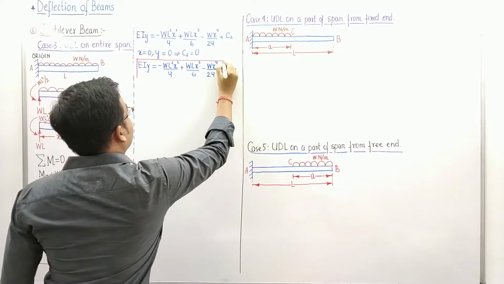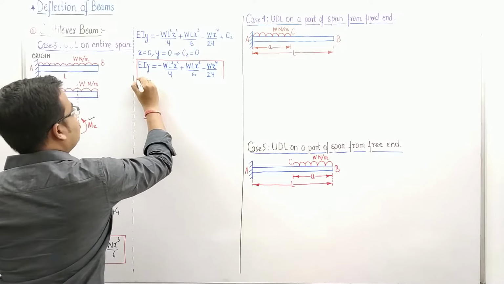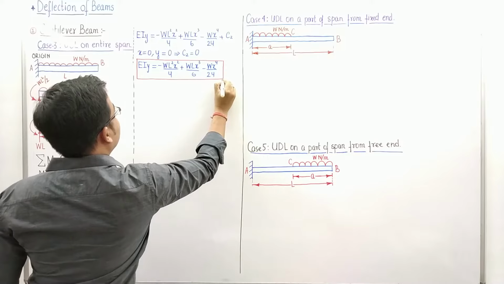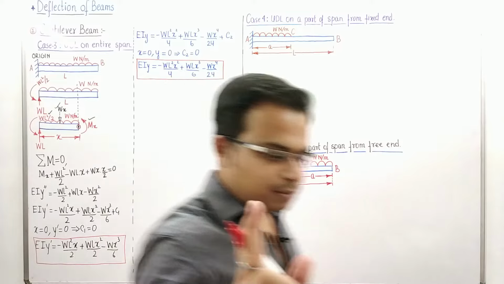But how to proceed now? What we want is the magnitude of slope and deflection at the free end. Okay, just a second, let me check.